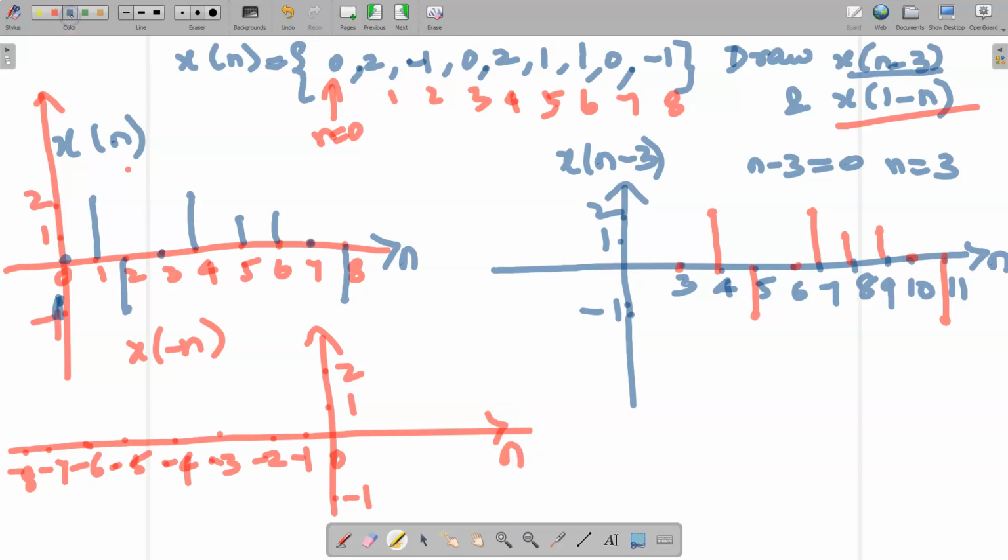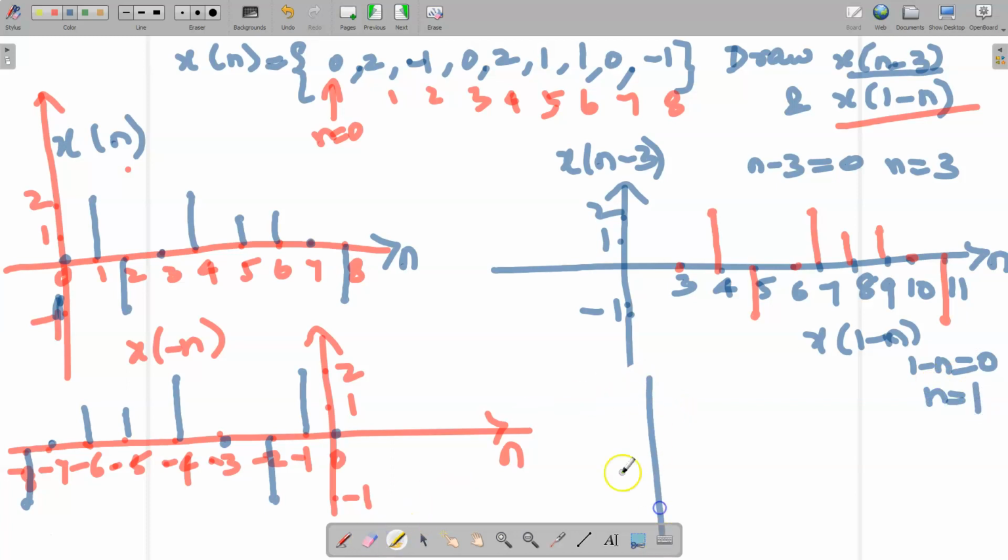At 0 whatever you have to draw as it is at 0, next value is 2, at that you have to draw at minus 1, next is minus 1, next is 0, next is 2, next is 1, next is 1, next is 0, next is minus 1. This is your reversal signal x of minus n. Now, finally, x of 1 minus n. So, equate 1 minus n equal to 0, n is equal to 1. Okay. So, just shift and draw your signal for one time. Your x of minus n I have to shift and draw for one time.